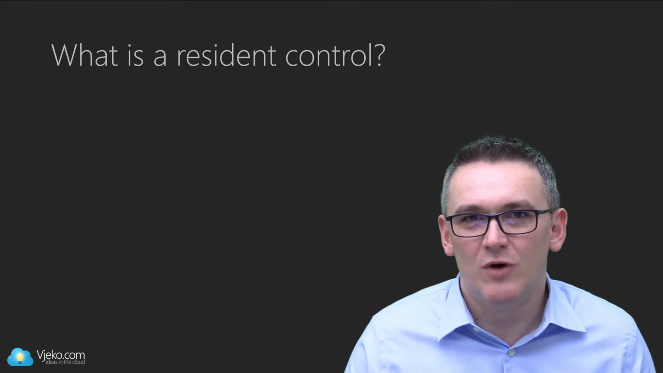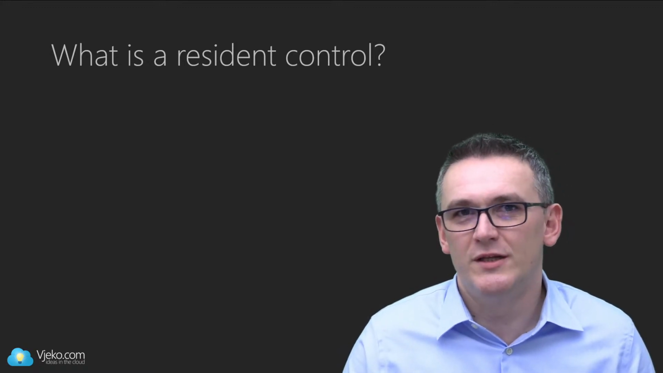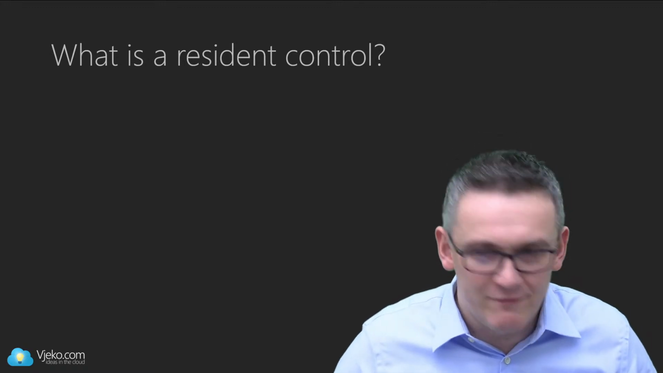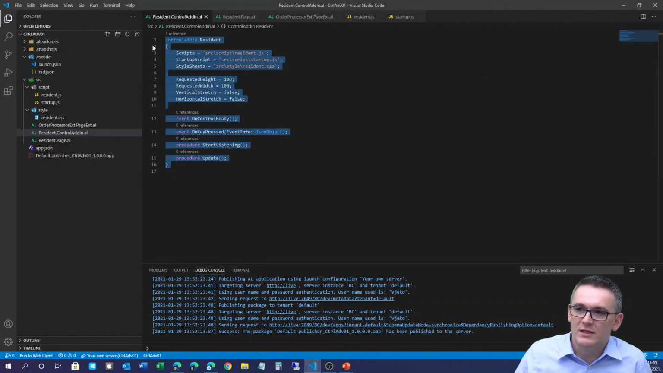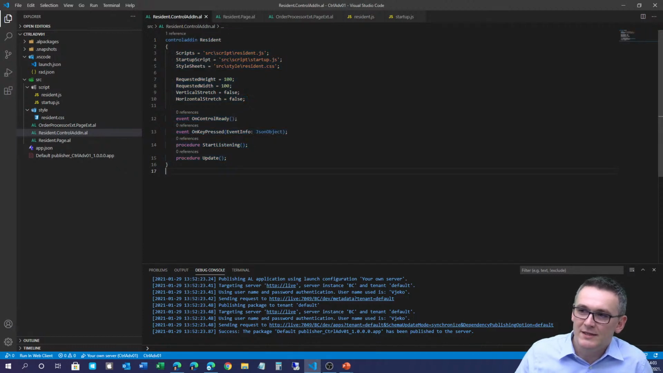The obvious approach is to actually put it in a role center, and this is what I have done. So let's take a look at what I have here for my code. I have one simple controlledin. This is called resident. It has 2 scripts and a style sheet. I will talk a little bit more about the scripts. The style sheet is just to present something visible on screen. And then I have some sizing definitions.